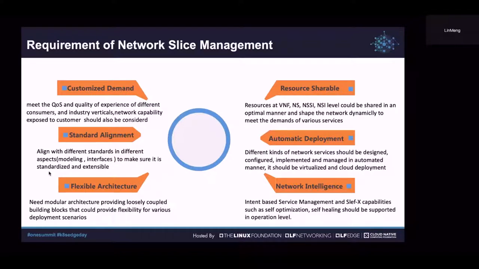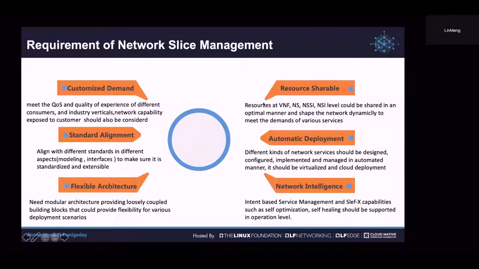So we have cleared up the key requirements of network slice management here. Firstly, the demand of a slice is customized. It undertakes the QoS and QoE of different customers and vertical industries, including the connected home, autonomous vehicles, smart cities, remote healthcare, and so on. Each of these categories has a different set of performance requirements, like latency, throughput, reliability, and availability. They also have different characteristics, like mobility and the resource sharing level.